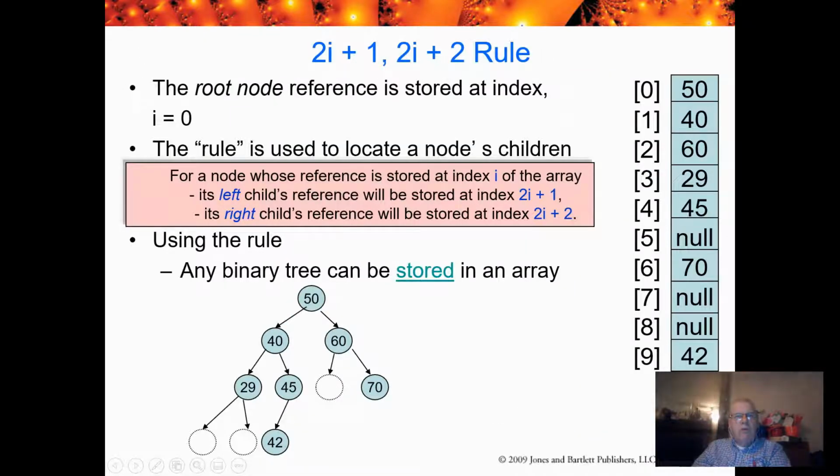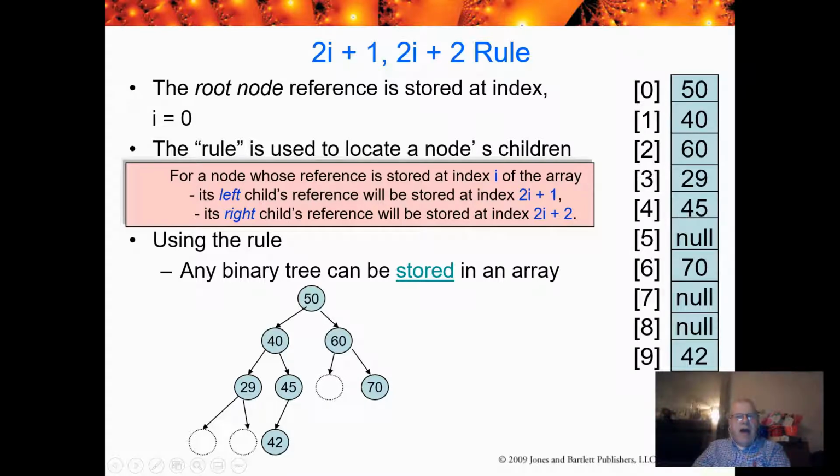So here's the rule, and you have to just memorize this rule: 2i plus 1, 2i plus 2. A couple of rules, a couple of processes, steps that you go through. The first step is to put the root in node 0, and from then on you can use the 2i plus 1, 2i plus 2 rule to locate the index of the array.